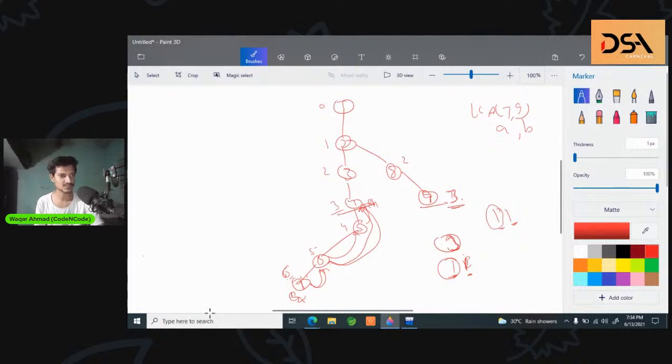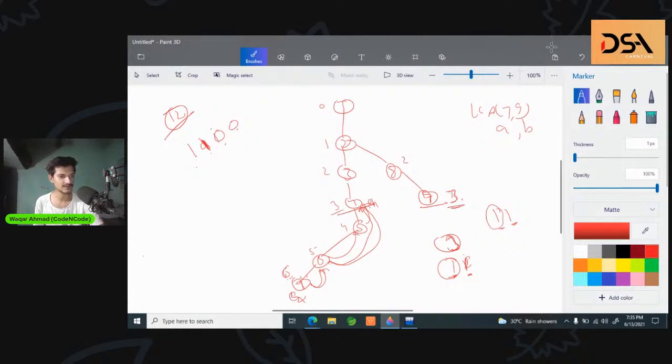To understand this better, suppose the difference between their levels was 12. One was at distance 15, one was at distance 3, so the distance that one node needs to cover is 12. How would you cover that? The binary representation of 12 is 1100: 2 to the power 0, 2 to the power 1, 2 to the power 2, 2 to the power 3. This is how 12 is represented.